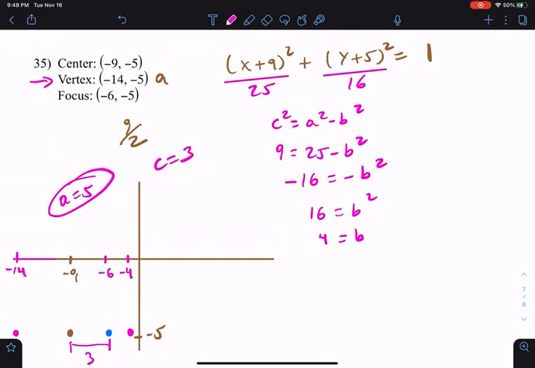Let me double check. That's correct. Okay. So that's the answer for number 35.